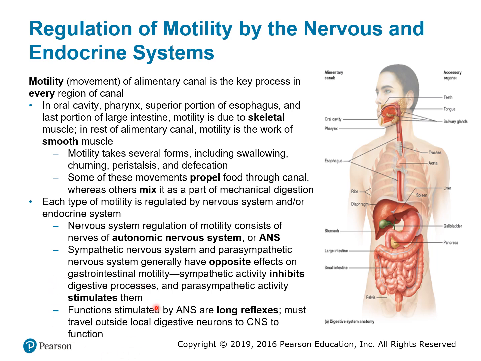But functions stimulated by the autonomic nervous system are long reflexes, meaning that they travel out of the local digestive neurons to the central nervous system, and then that information gets processed, and a response is created that way as well.